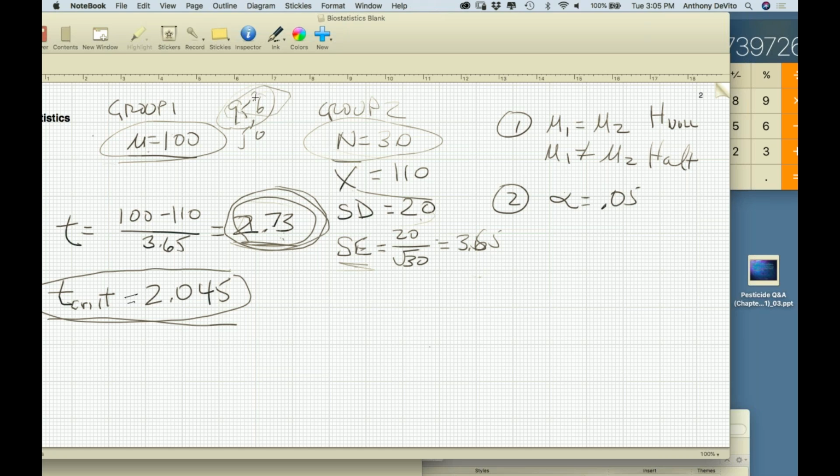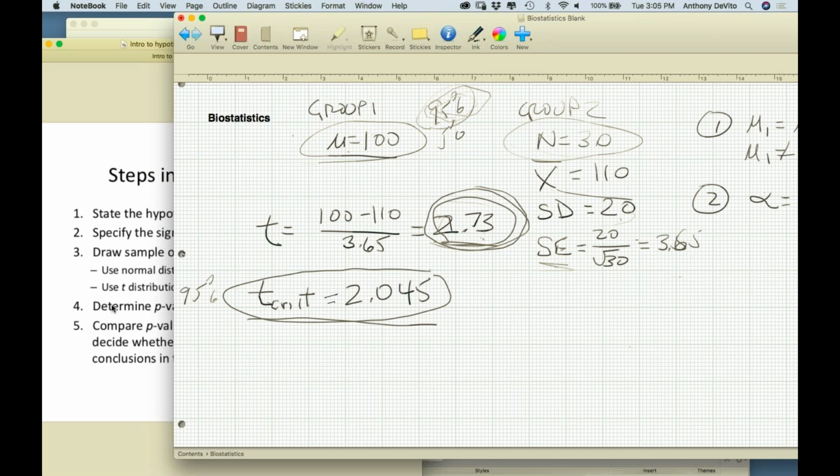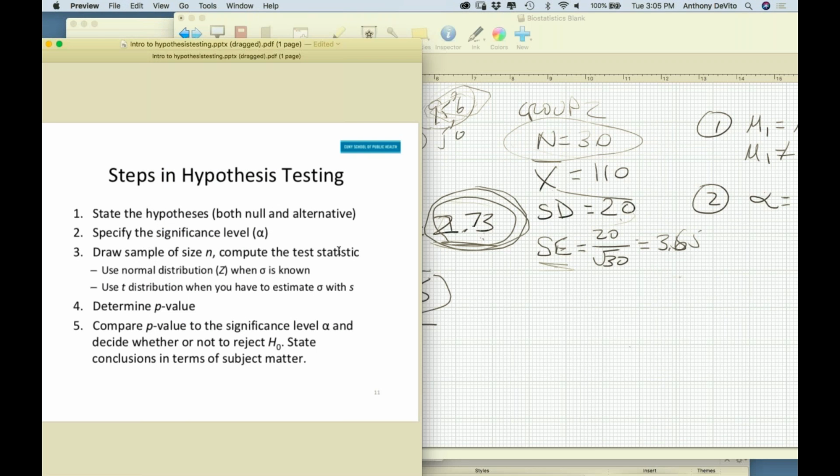These are equivalent, aren't they? A 95% chance of being right is the same thing as a 5% chance of being wrong, right? So alpha is equal to 0.05. We have to state that. What's the next thing we have to do? Draw a sample of size n, compute the test statistic. Use the z distribution when sigma is known, use the t distribution when you have to estimate it from the sample standard deviation, and then determine the p-value.